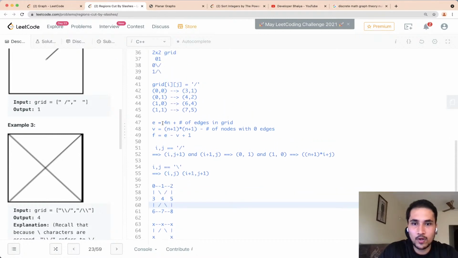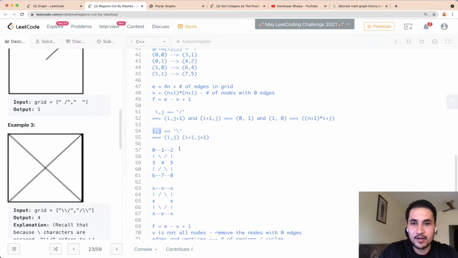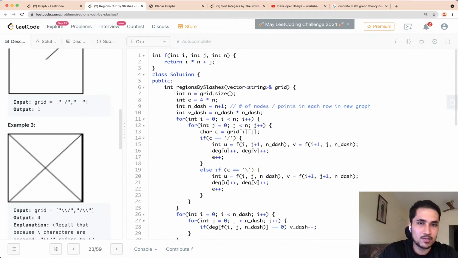So basically this is 1, 1. If you plug in 1, 1 over here, we have 1, 1 and that is 4. And then this one is 2, 2. Yeah, so this looks correct. Let's actually run and see if it's functioning fine.